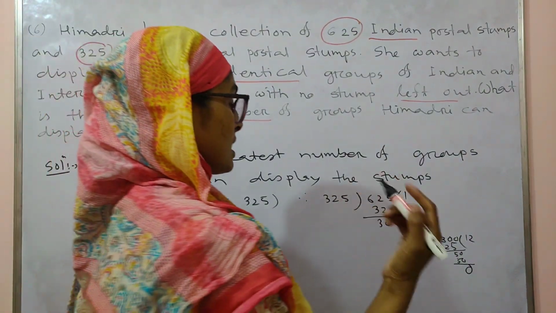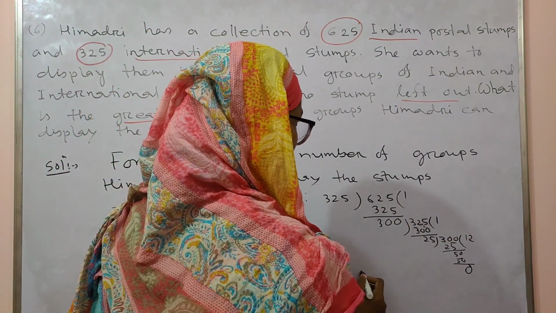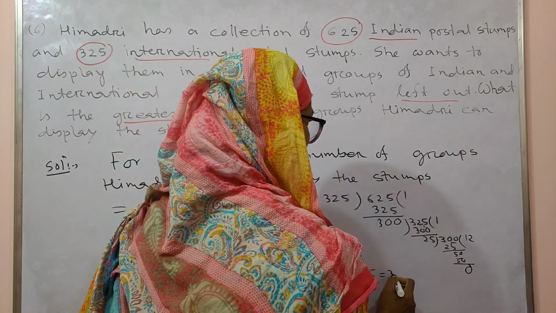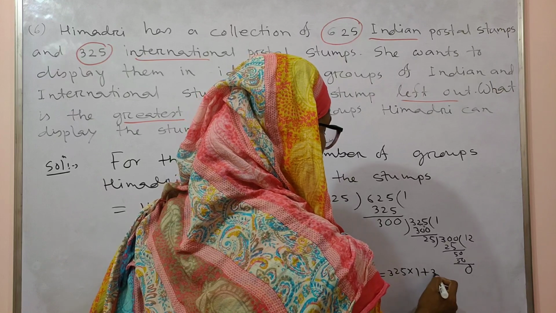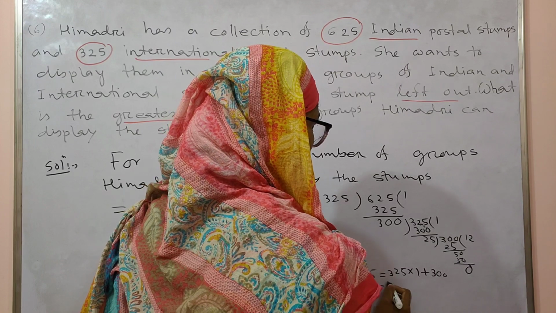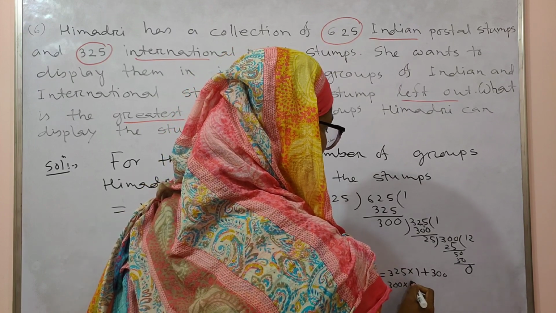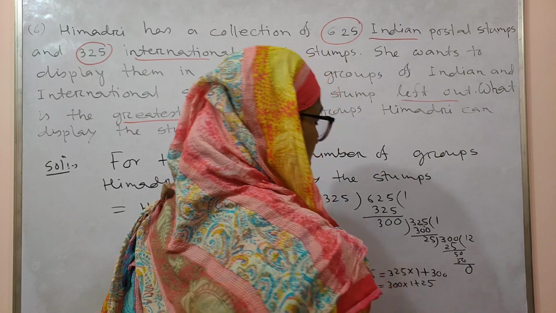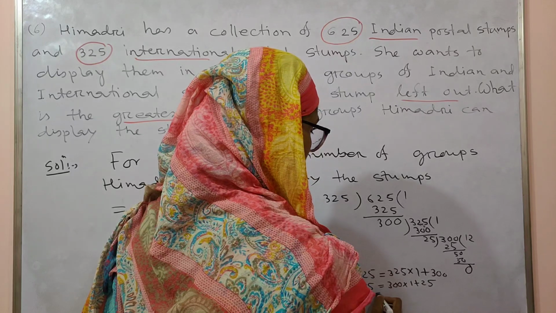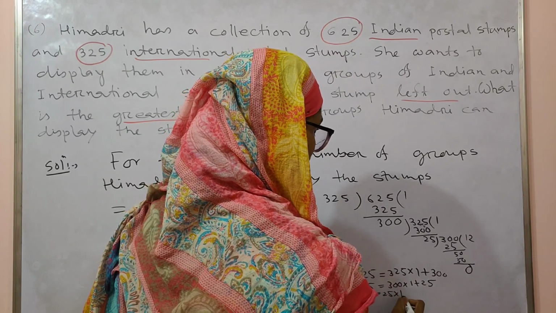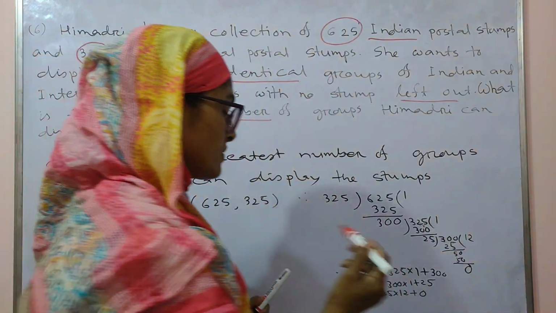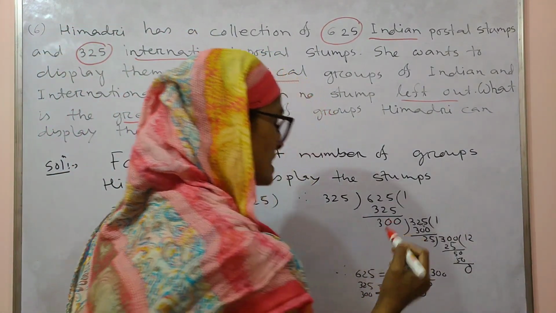When the remainder is 0, now we have to write the process. Therefore 625 equals, you can write, a equals bq: 325 into 1 plus 300. Next again, 325 equals 300 into 1 plus 25, you can write. Next 300, you can write 25 into 12 plus 0. So 25 is the HCF.